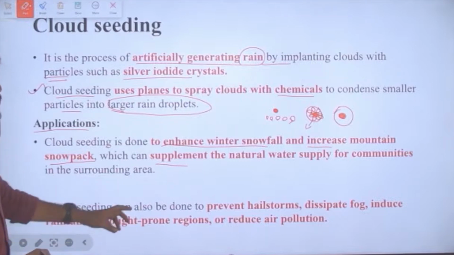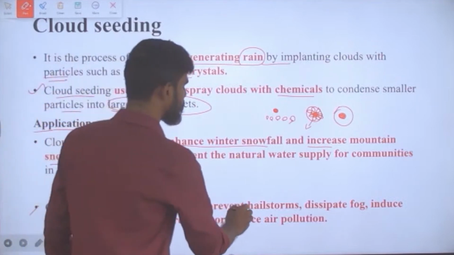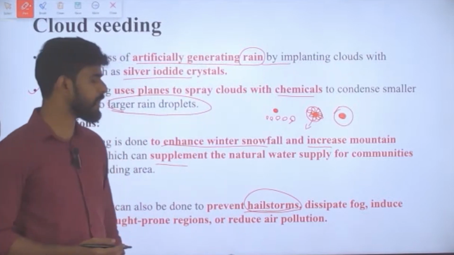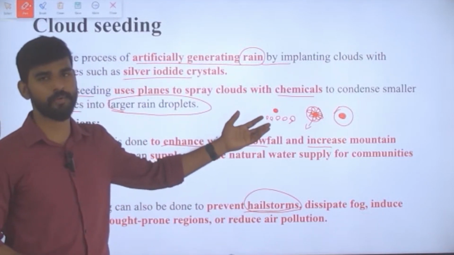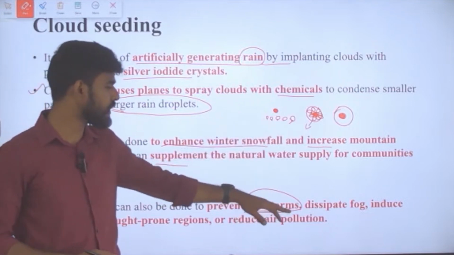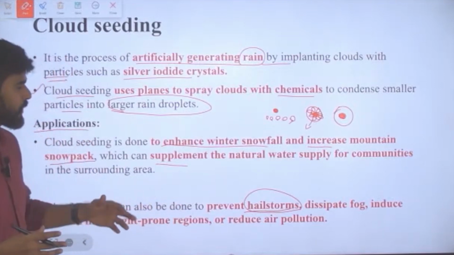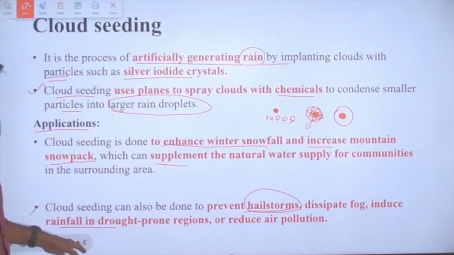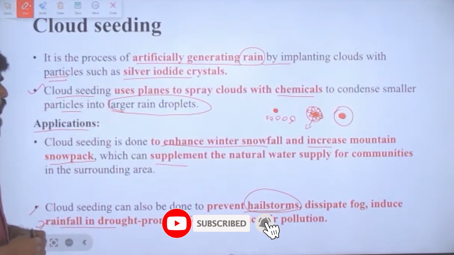And cloud seeding can also be done to prevent hailstorm. This is also important. Okay, hailstorm is like a hazard. Okay, it is not something which is expected. Okay, so hailstorm can be prevented with the help of cloud seeding. And cloud seeding is also done to dissipate fog and also to induce rainfall. This one is the main use of cloud seeding, that is to induce rainfall in drought prone areas.